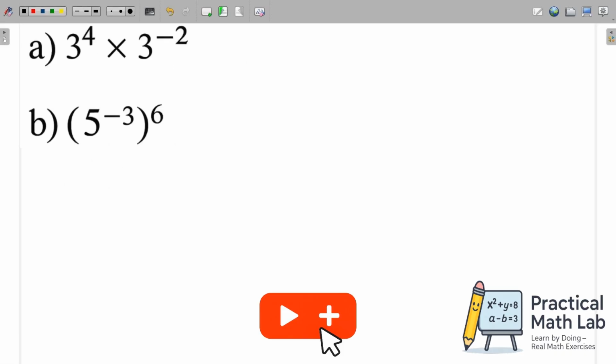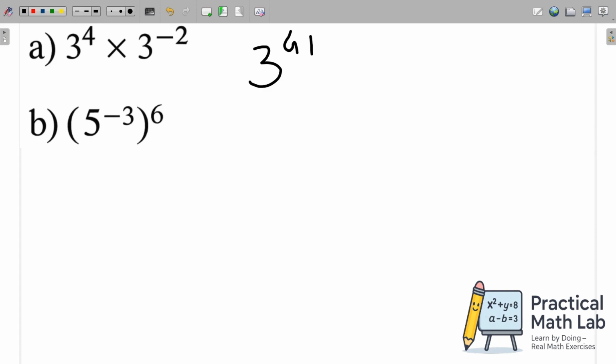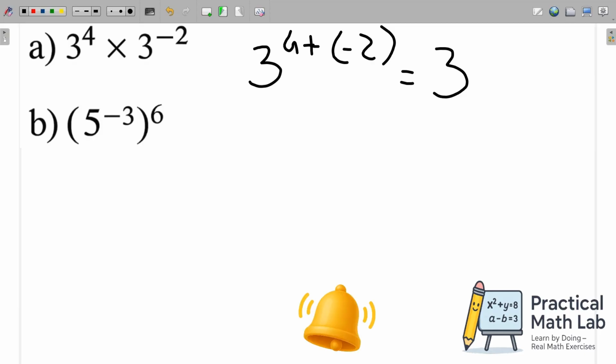Let's get to the exponentiation exercise. Alright, what's the rule? For powers with the same base, you keep the base and add the exponents. So it'll be 3, which is the base, to the power of 4 plus negative 2. 4 minus 2 is 2. 3 squared is equal to 9. So, the answer for letter A is 9.